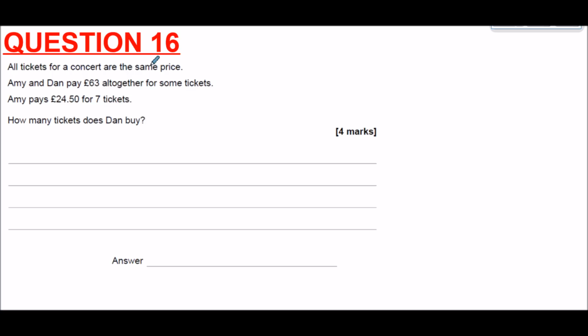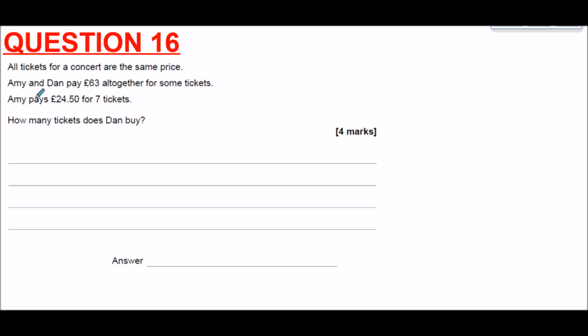Question 16. All tickets for the concert are the same price. Amy and Dan pay £63 altogether for some tickets. Amy pays £24.50 for 7 tickets. The question asks, how many tickets does Dan buy?